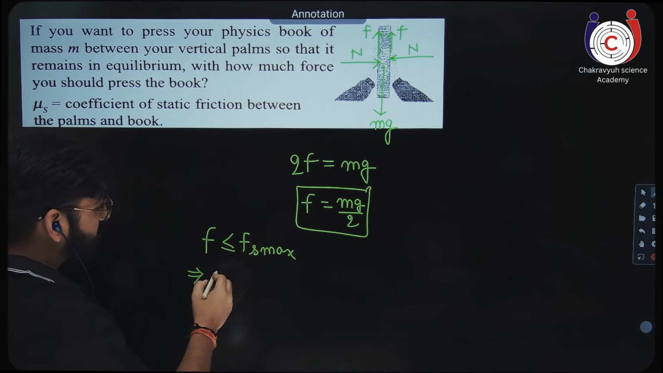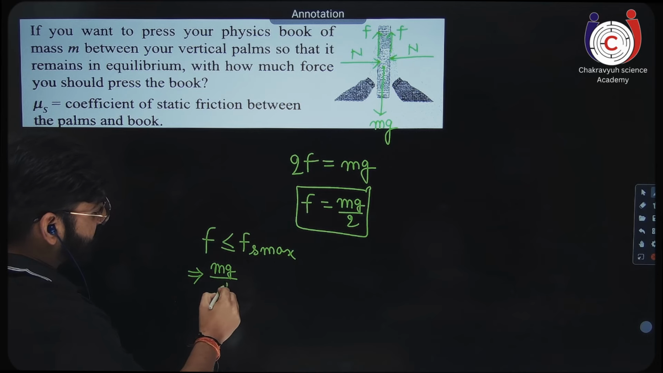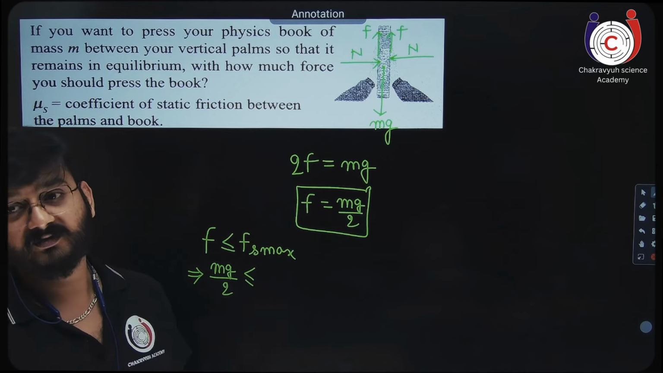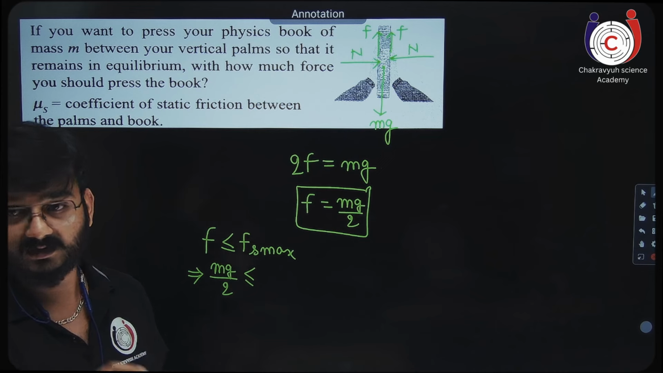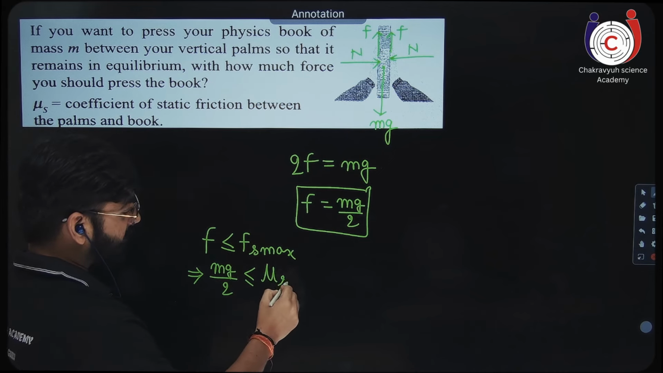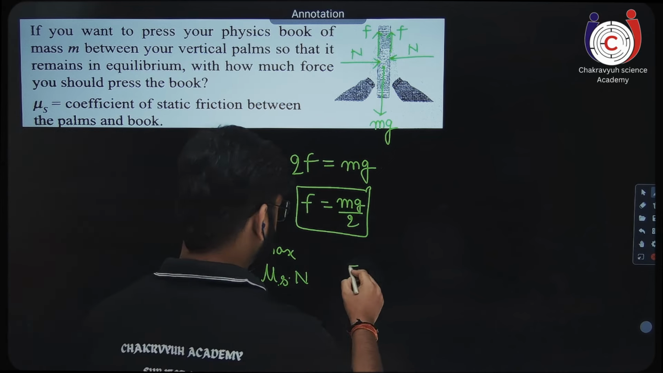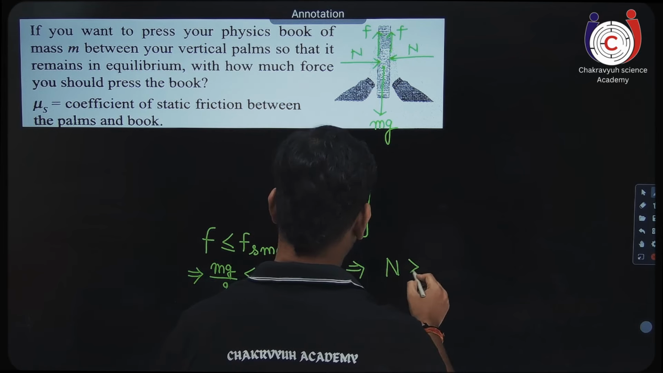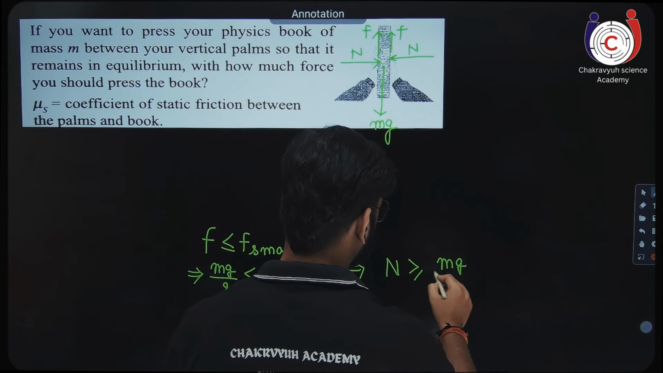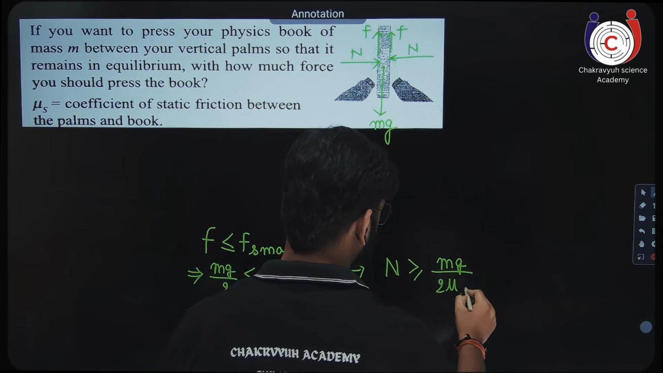So what is F equal to? Mg by 2. Now what is the formula for Fs max? Mu s into N. Mu s multiplied by normal force. So N will be greater than or equal to mg by 2 mu s. And what are we supposed to find out? How much force you should press the book with. When you're pressing the book, you're pressing with what force? See the figure? Normal. That's what we calculate.